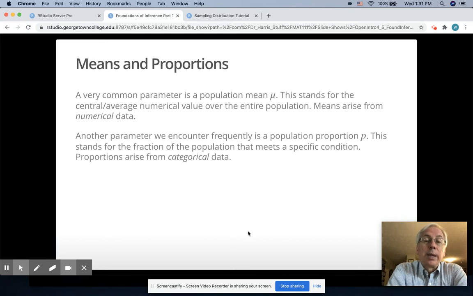We're going to use the Greek letter mu to stand for a population mean, and we're going to use the letter that we're used to, P, for a population proportion. So we've got Greek and ordinary letters that we'll be using from time to time in various ways in our work here.